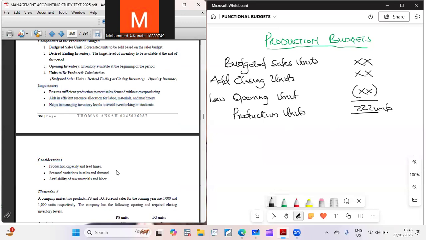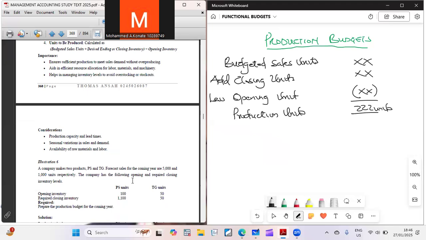All right. So also check your production capacity and look at the variations in the sales and the demand people are making. And also ask yourself, do you have the resources to actually produce it? So these are the considerations. But let's look at how we do the production budget. So I will do one. I will give you space to also try some as we go along.